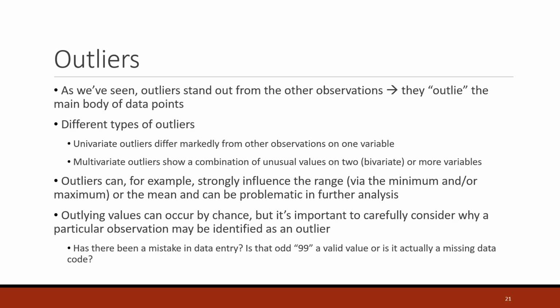There are further analyses that you might be interested in that assume a roughly normal distribution with no marked outliers. So if you do have outliers, it's something to think about. And they can occur by chance, but it's important to also carefully consider why a particular observation may be identified as an outlier. So for example, has there been a mistake in data entry? Did you mean to enter 40 and accidentally entered 400? Is that odd 99 hanging out way apart from the rest of your observations a valid value? Or is it actually a missing data code that just simply hasn't been treated properly as a missing data code?